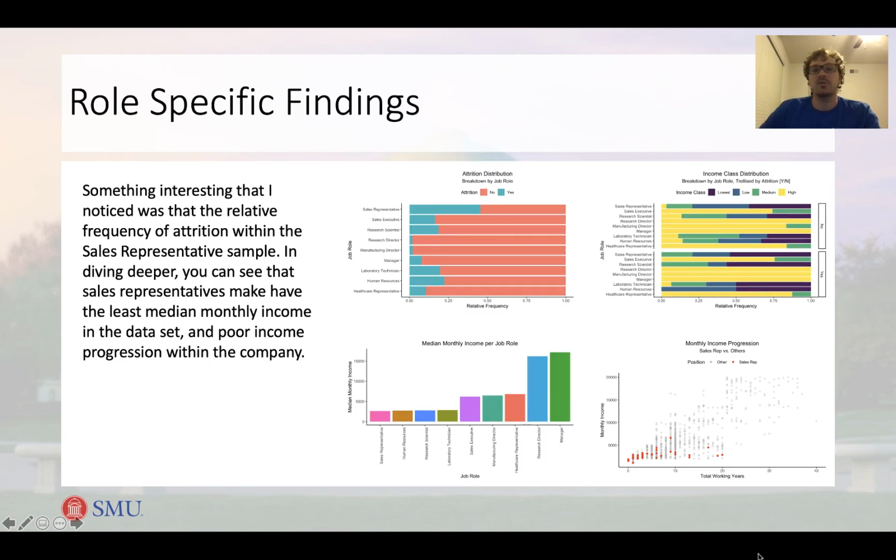When it came to role-specific findings, I found that sales representatives tended to have the highest attrition rates out of any other role. Upon further investigation, I noticed that their income was mostly comprised of the lowest and low income classes. In further breaking that down, I found that the sales representatives actually have the lowest median monthly income per job role. What was most interesting here was the lack of income progression. Those with 20 total working years and those with 10 working years were making about the same income, as you can see in this scatter plot to the right.